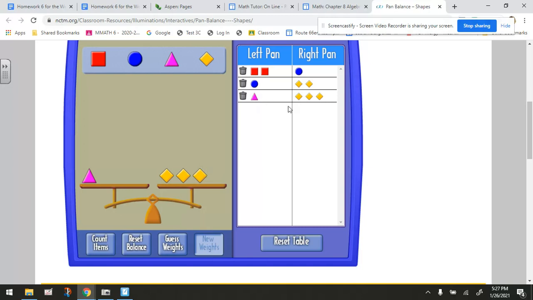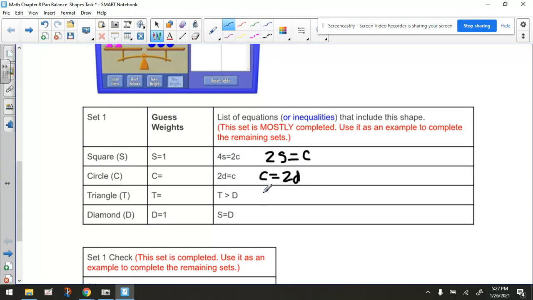So what equation would we write for triangle? We would say that 1 triangle is equal to 3 of the diamonds. So let's go back to the 1 triangle is equal to 3 of the diamonds. So see how we have an inequality here? If you have an equation, that's superior to an inequality because you're going to be more prepared to guess. So let's cross that out, and we'll stick with this.